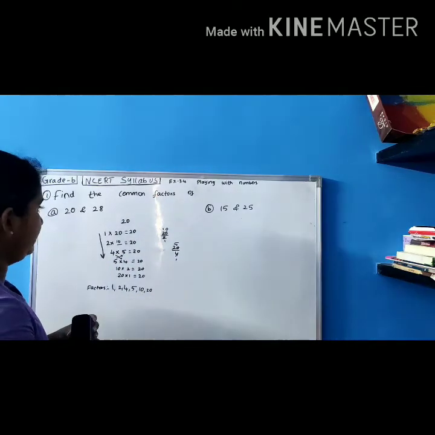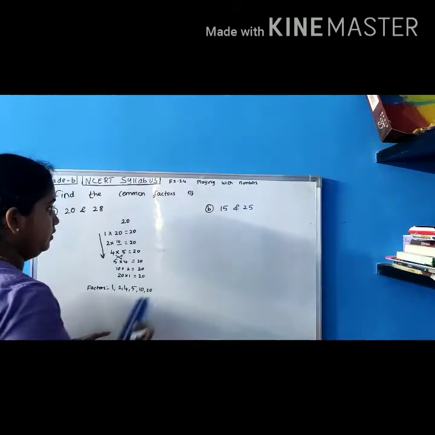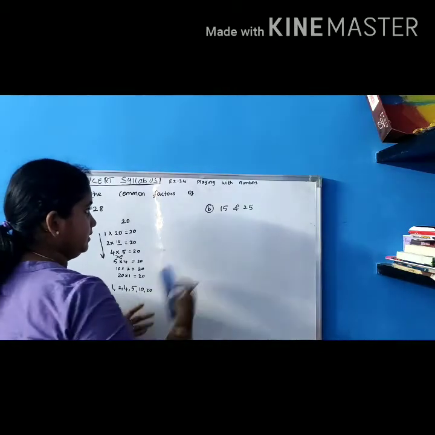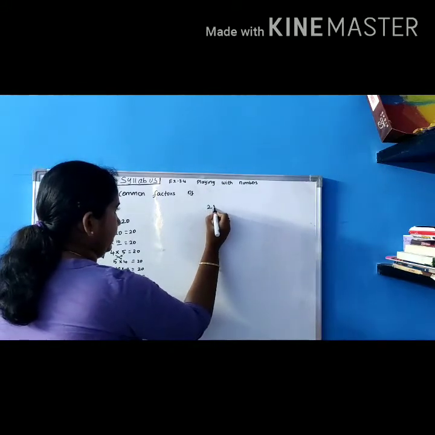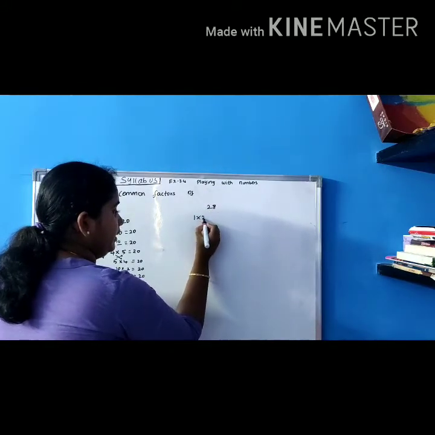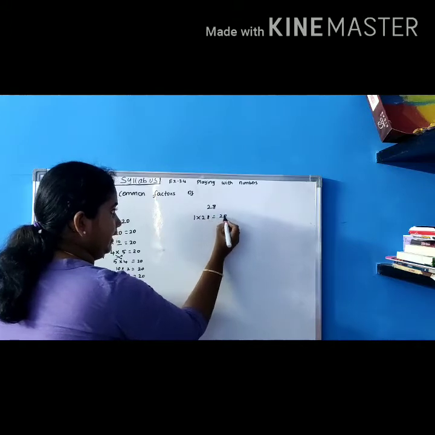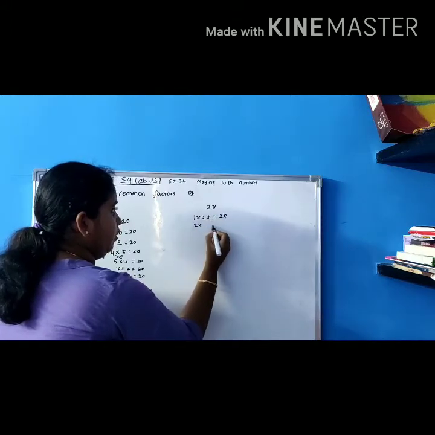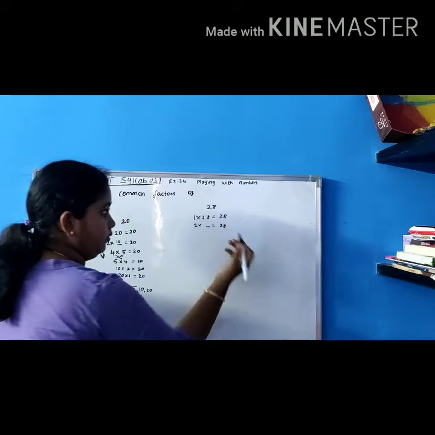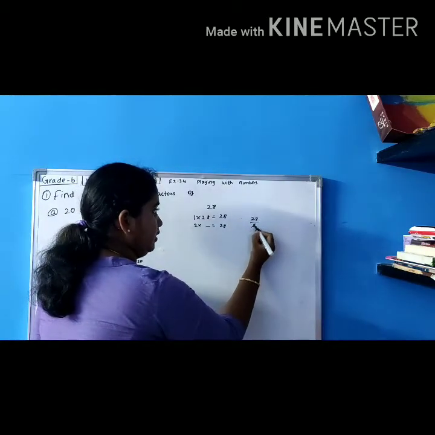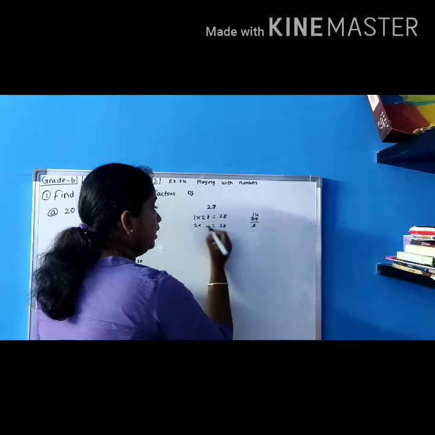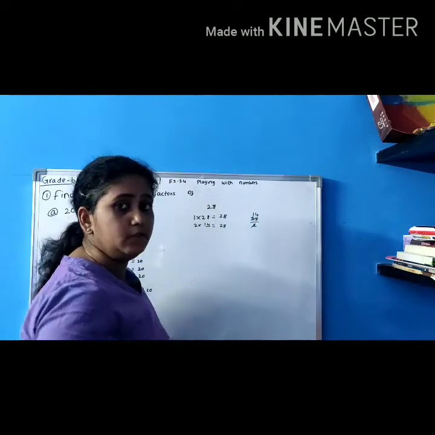Now find the factors for 28. What are the factors of 28? 1 into 28 gives you 28. Then 2 into what gives you 28? I don't know, so I am going to divide. 28 divided by 2. 1 2 is 2, 1 2 is 2, 4 2s are 8. So 2 into 14 gives you 28.